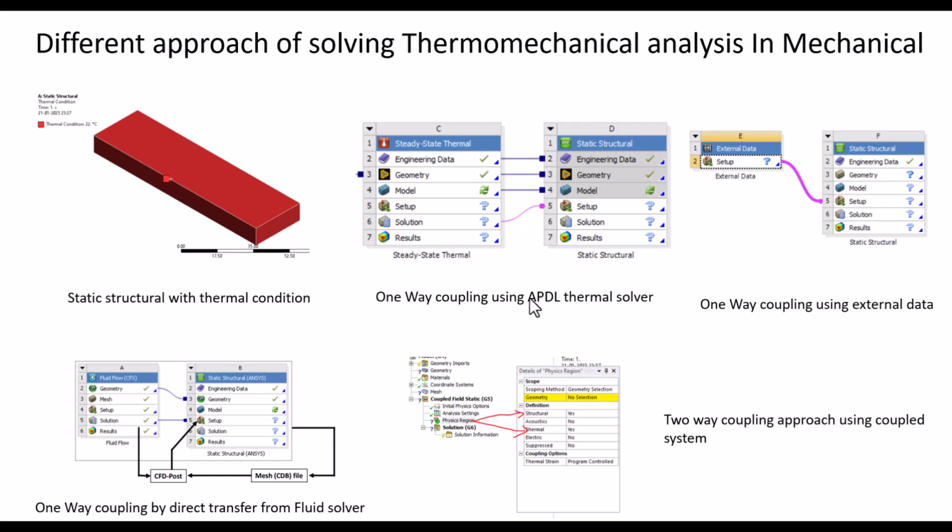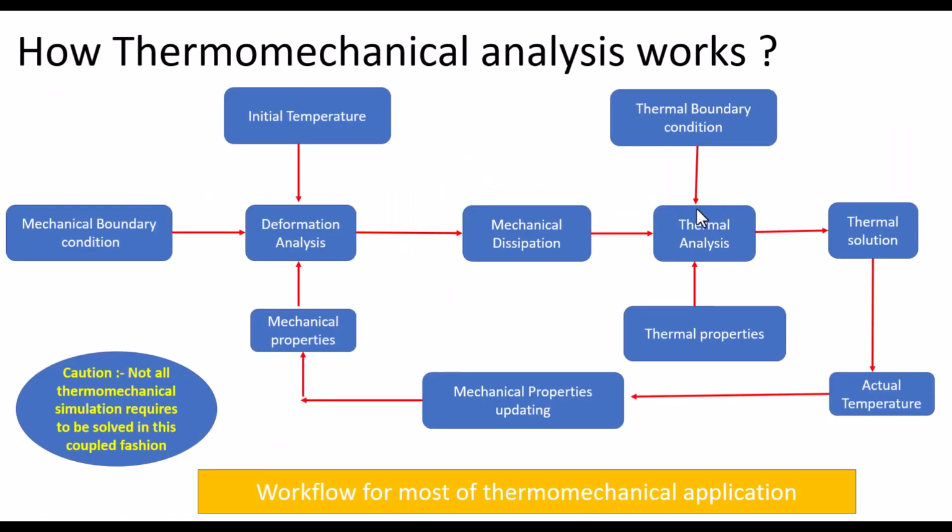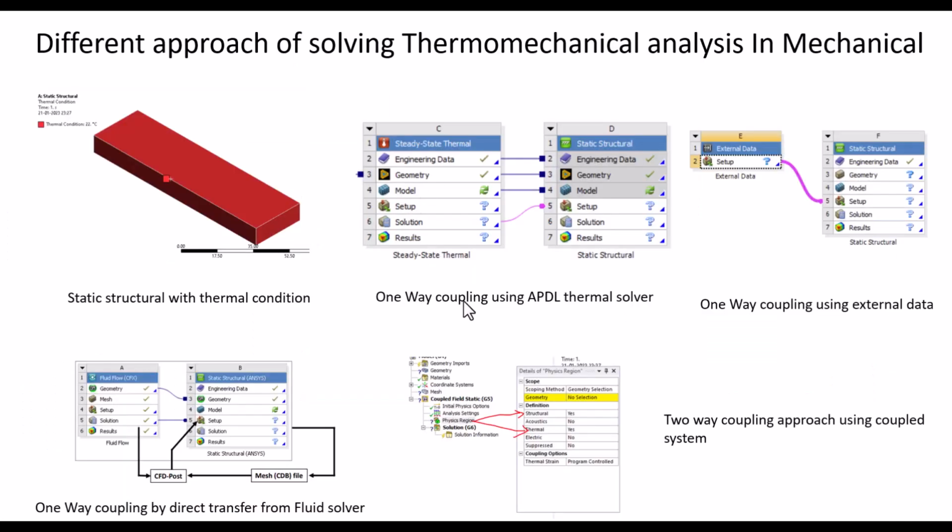Another way is one-way coupling using the APDL solver. As we discussed in the previous workflow, if we want to use any one-way coupling, we can start with a thermal analysis, predict the temperature, and then pass it to the deformation analysis of the static structural system. So the same thing has been done here: one-way coupling using the APDL thermal solver. Here APDL provides a way in which you can solve the heat transfer equations using the steady state thermal analysis. This will allow you to predict the steady state response.